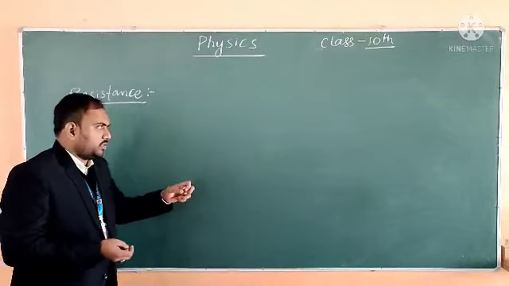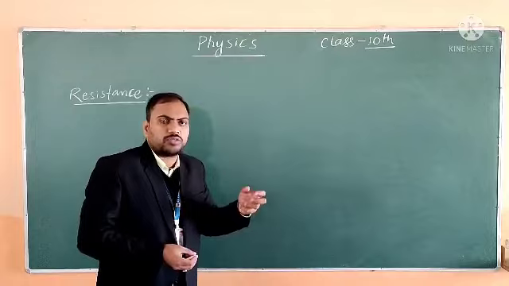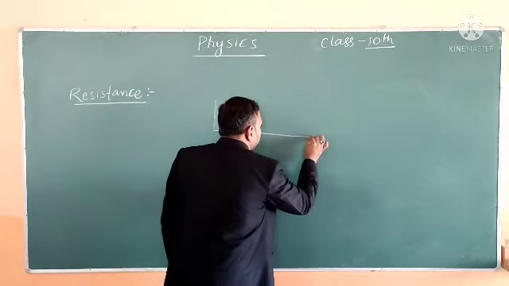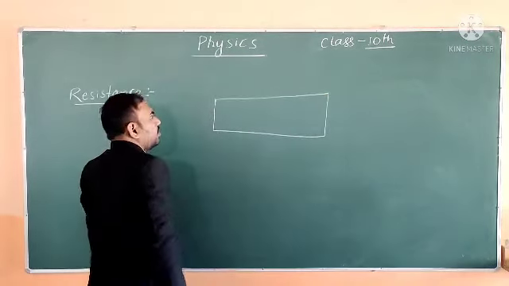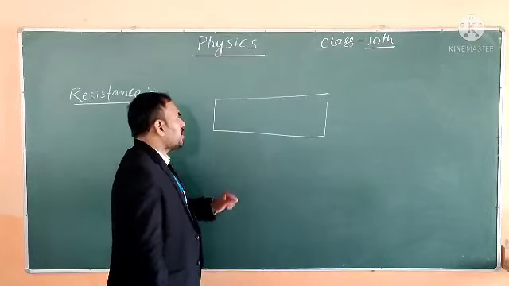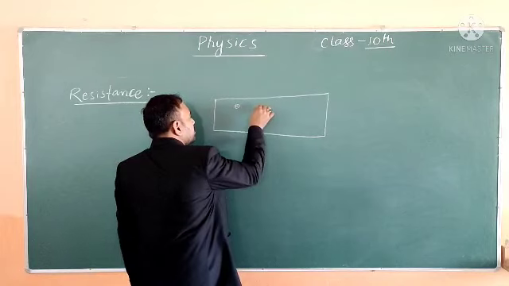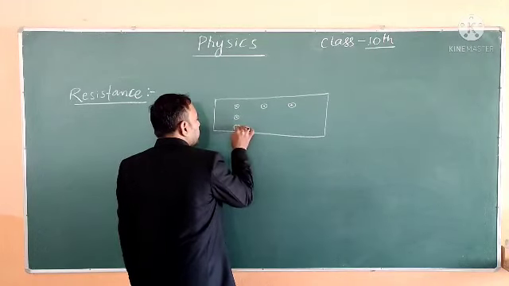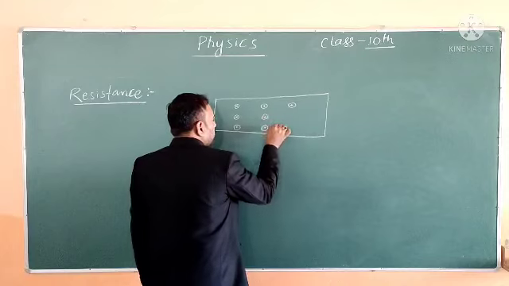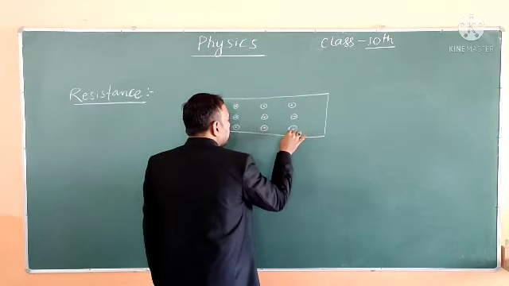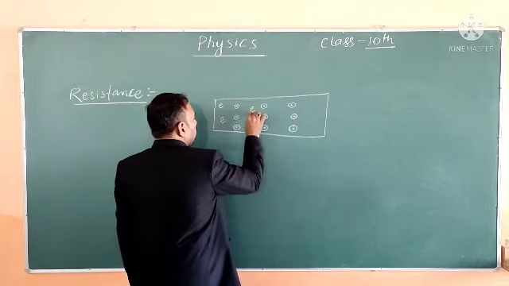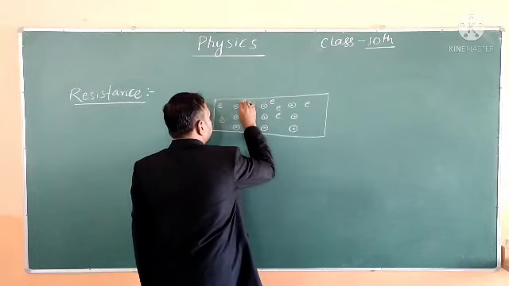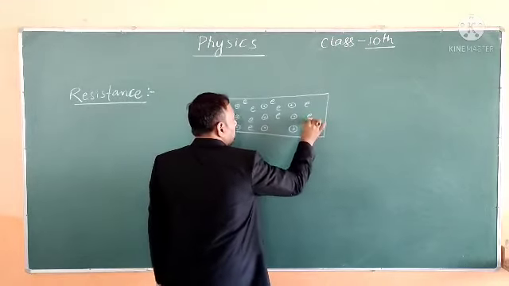If you are taking any metallic substance, it is almost always a good conductor. That's why I am taking a metallic substance. And if you are taking a metal, you will realize that at a microscopic level there is some positive charge inside this, and lots of negative charge, that is electrons, moving randomly here and there. There are lots of random electrons.